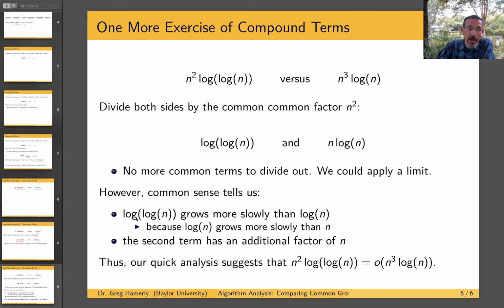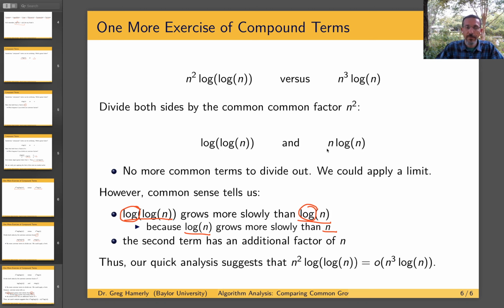Common sense will tell us that log log n grows more slowly than log n. Why is that the case? Because we know that log n grows more slowly than n. We've already proven that and talked about that multiple times. And why do I say this? Well, because if you were to think about this log and this log, what's inside those logs? Well, this is log n and n. So of those two, which is growing faster, log n grows more slowly than n. N grows faster than log n, right? So log log n grows more slowly than log n.